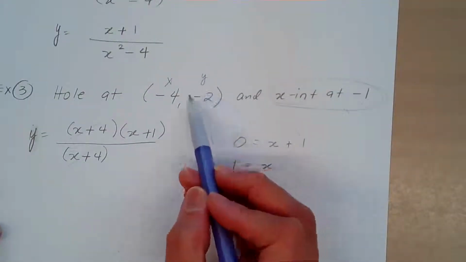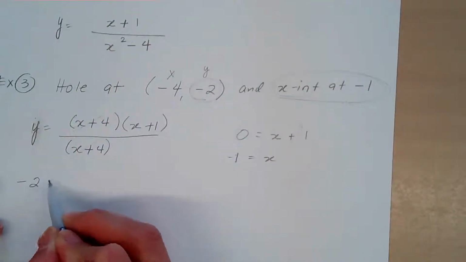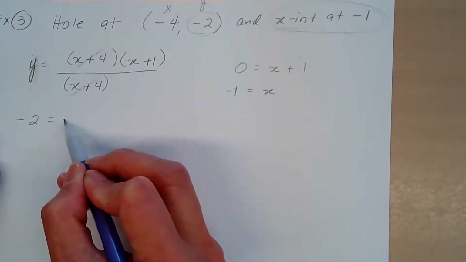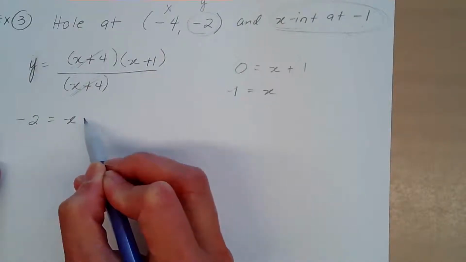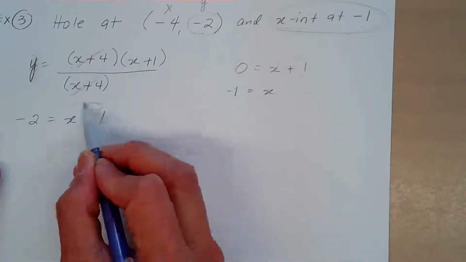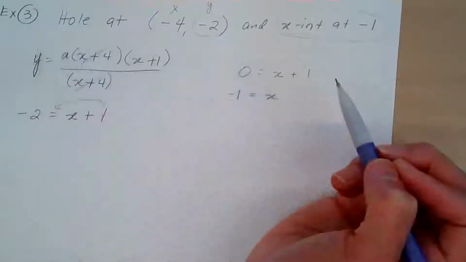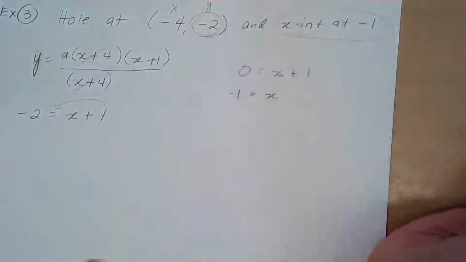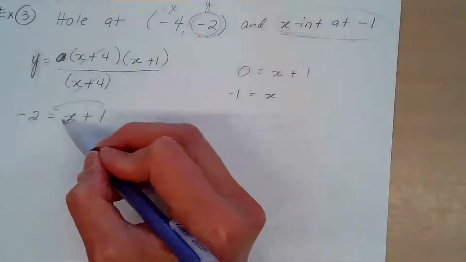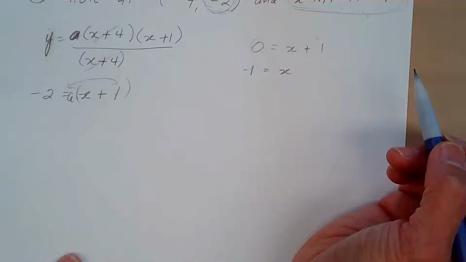Okay, let's see. -2 for y, because this will eventually cancel, right? And this is going to be x plus 1. I think we're going to need an a value in here, because it's not going to balance with our -2 there. Okay, so we're going to have an a value in here for that.